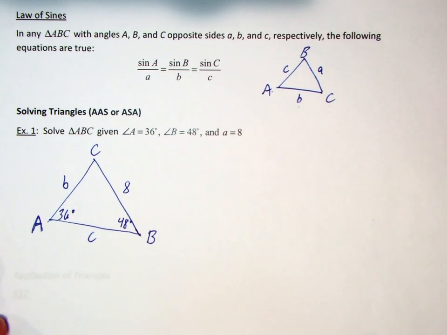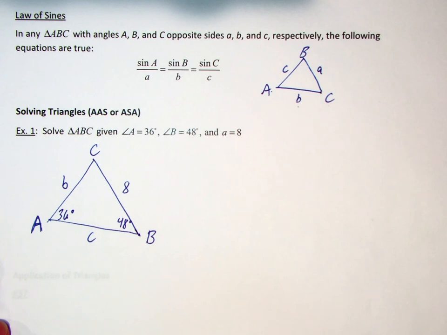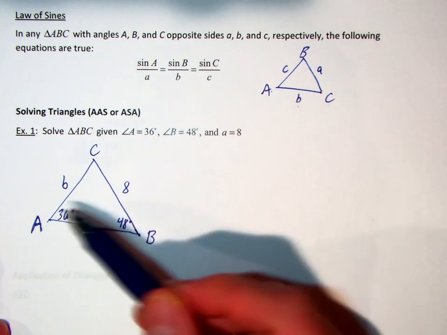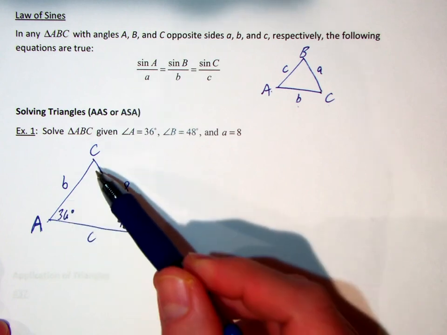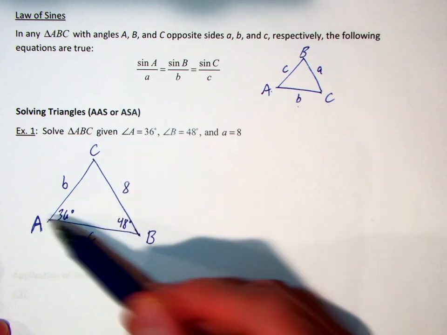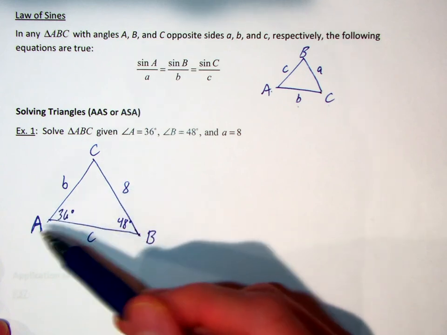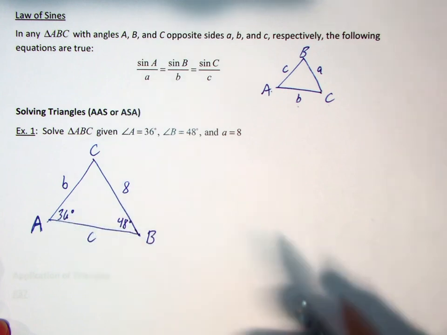Okay, so what can we find first? Well, I think it's pretty clear that anytime we know two angles of a triangle, we can find the third angle, because we know that the three angles of a triangle must add to 180.